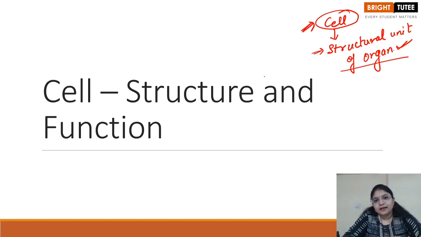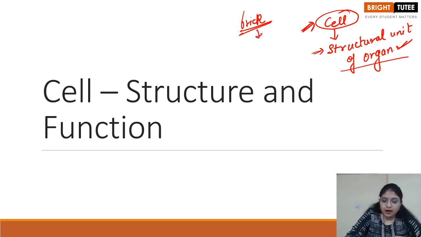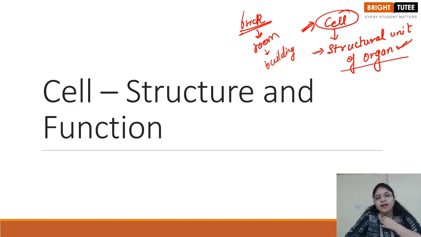You can understand it by comparing it to a brick, right? This brick is used to make a room, and then different rooms come together to make a whole building, right? So in this way, we see how the cell acts as the structural unit and can, to an extent, be compared to a brick to understand how it is the structural unit of an organism, right?